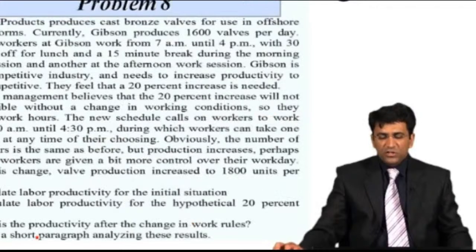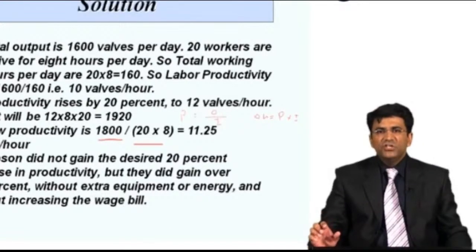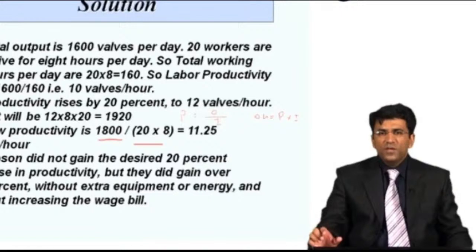Write a short paragraph analyzing these results. Now again, students, what happened in this particular case, sometimes by doing nothing we can achieve everything in our organizations. The management just changed the rules by giving more autonomy and freedom to their workers so that they can take a break of their own choice. So their motivation level increased and they have produced more.